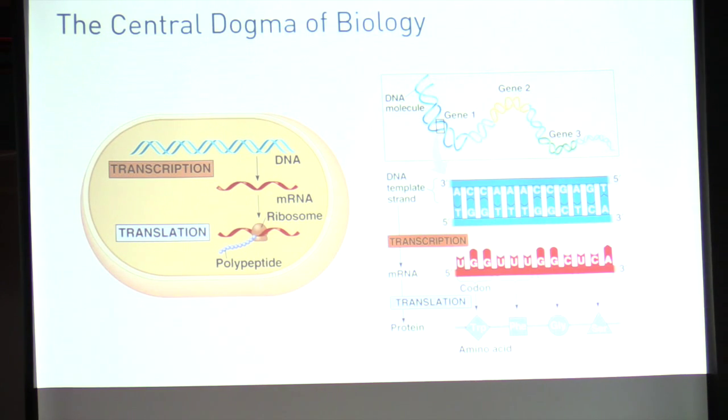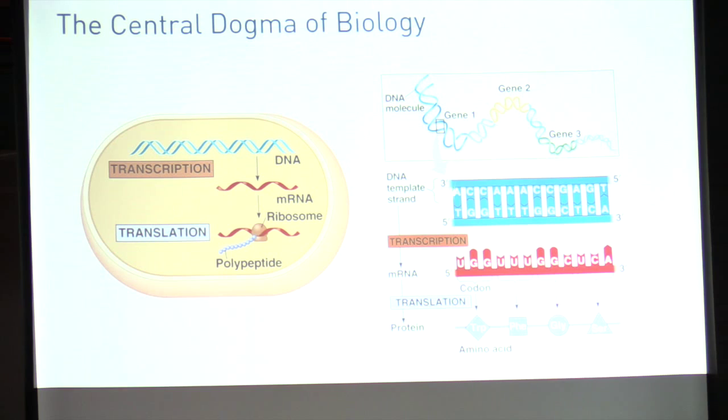And then what this might look like inside of a cell: double-stranded DNA, single-stranded mRNA messages, and the messages get interpreted on ribosomes that ultimately synthesize proteins, polypeptides. Just another way of looking at it.